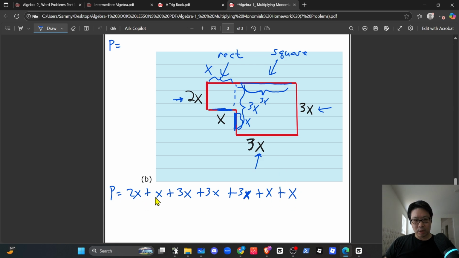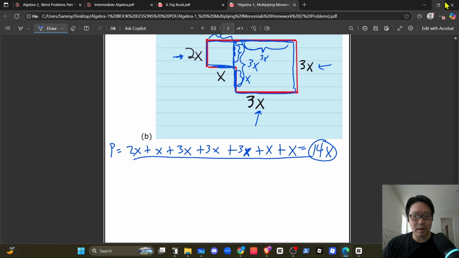So 2 plus 1, that's 3. 3 plus 3 is 6. 6 plus 3 is 9. 9 plus 3 is 12. 12 plus 1 is 13. 13 plus 1 is 14. So altogether, it's going to be 14x. And that's the perimeter of the whole figure.